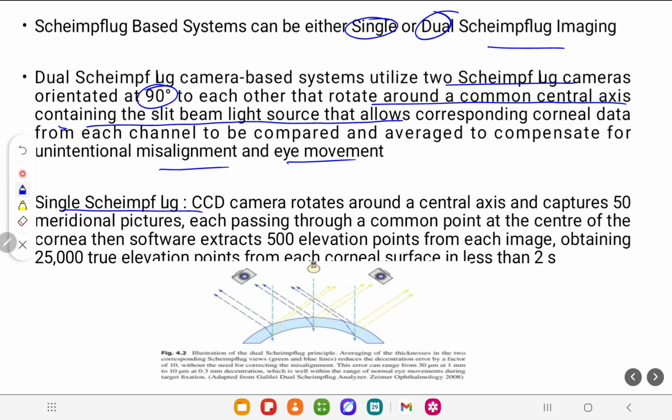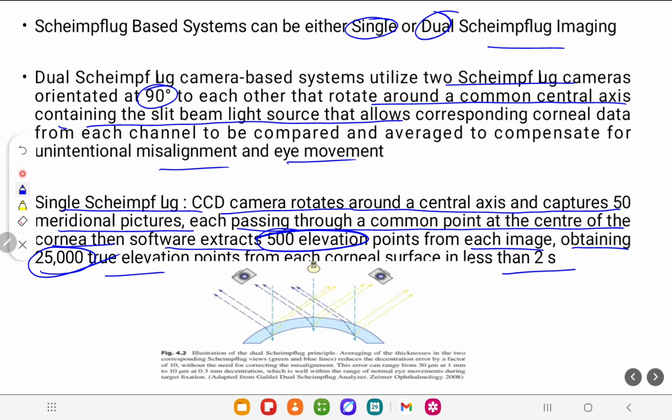What happens with a single Scheimpflug camera is that the CCD camera rotates around the axis and captures 50 meridian pictures, each passing through the common point at the center of the cornea. The software extracts 500 elevation points from each image, obtaining about 25,000 true elevation points, which the machine does in less than 2 seconds. So that's the beauty, and you will know more later on.